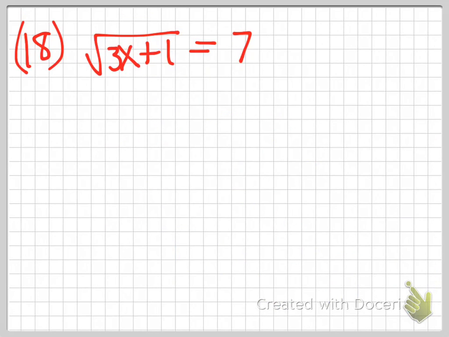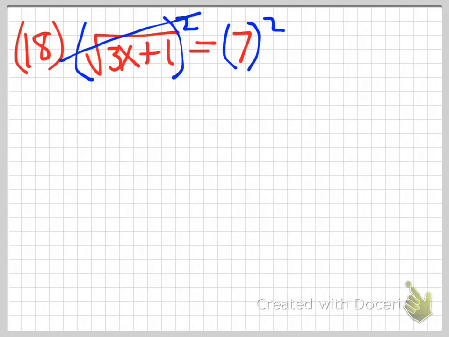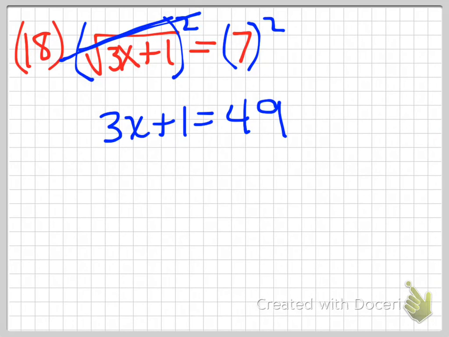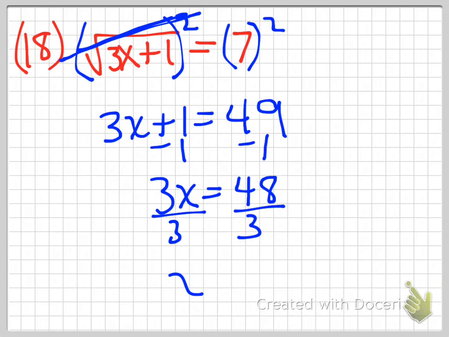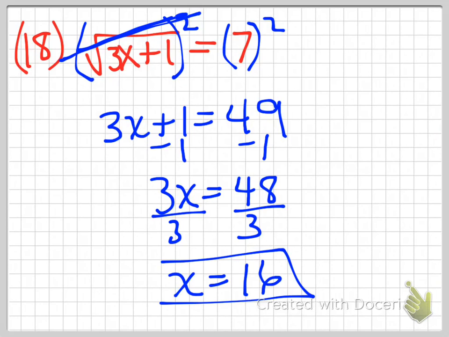For number 18, to start working with this, our square root is already isolated, so we can go ahead and square both sides. Squaring cancels the square root and leaves me with 3x plus 1, and 7 squared is 49. Squaring and the square root cancel each other. That's the only thing that happens. 3x plus 1 is not touched in this process. So subtract 1 from both sides. 3x equals 48, and if you divide by 3, x is going to be 16.